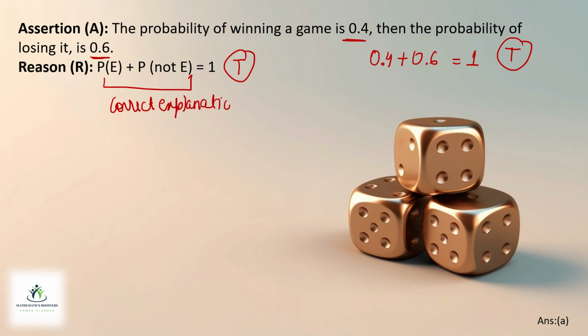So out of A, B, C, D, when we have assertion true, reason true, and reason is the correct explanation, then option will be A.